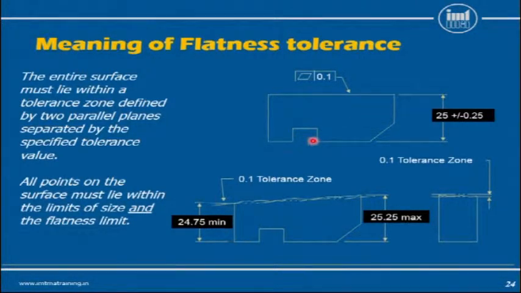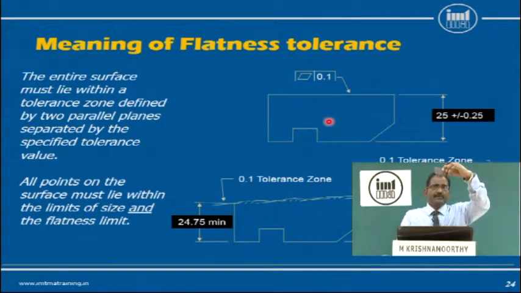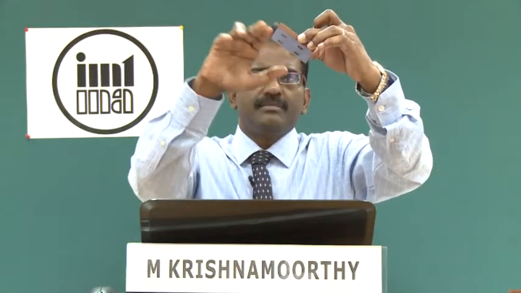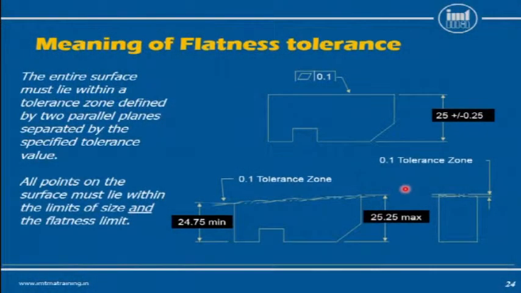So, when I check for flatness control, the orientation we are not bothered about. The plane can be oriented in any direction. It could be 5 degree, even a 45 degree plane can be a flat plane, right? So, since orientation is not controlled in flatness, this becomes an acceptable part.